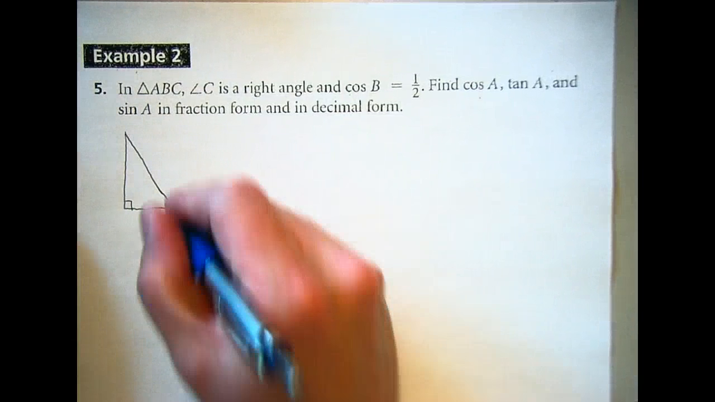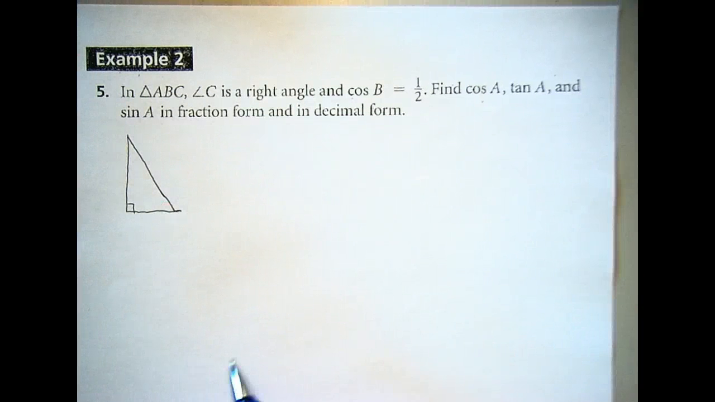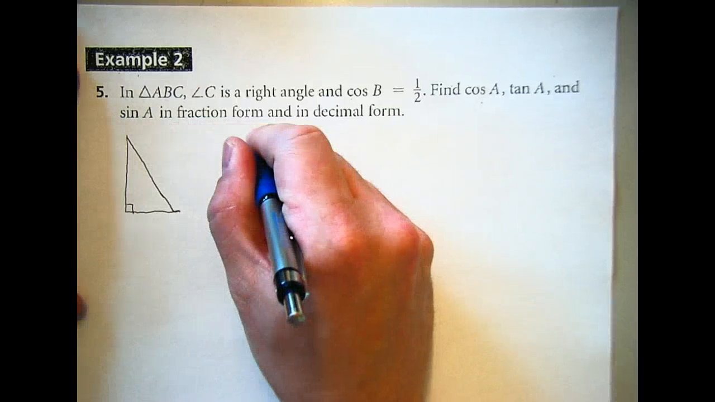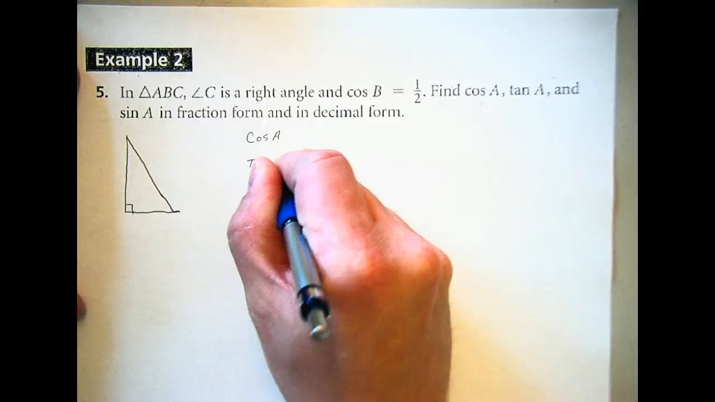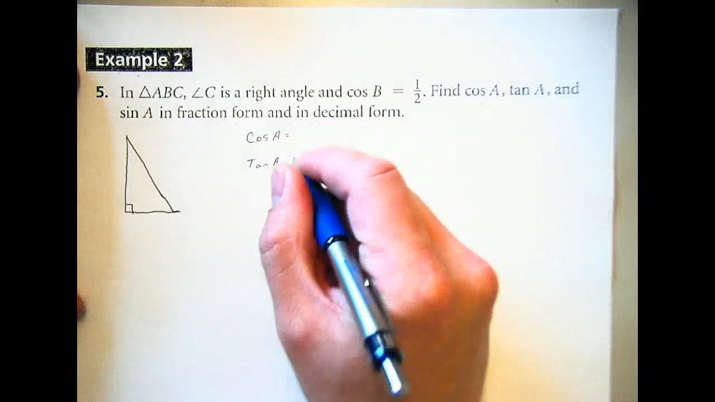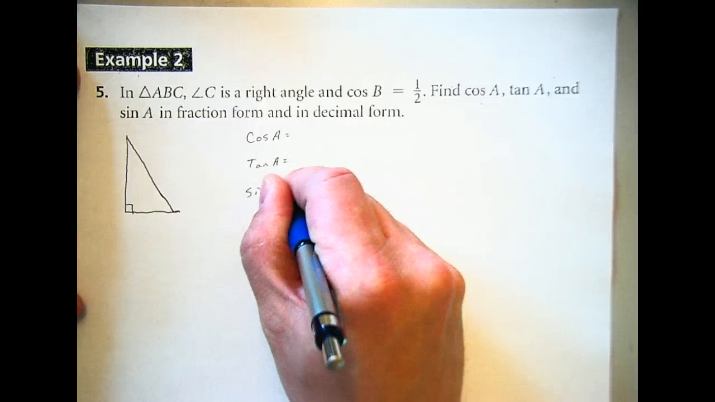Went a little long on this side, but it's okay. All right. So we're trying to find cos A and tan A and sine A, all in decimal and fraction form.